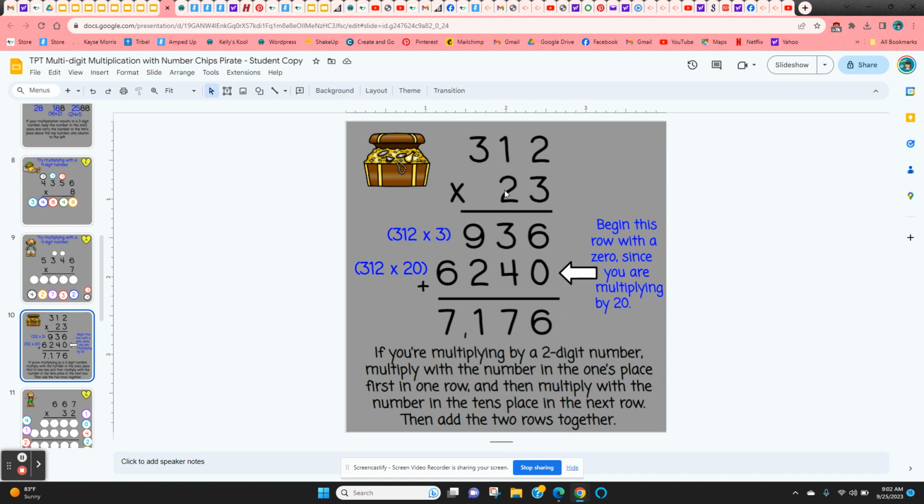So we're going to break this up into 2 different parts. We're going to multiply 312 times 3 and then 312 times 20. So we'll have 2 different products that we're going to add together. So for the first row, 3 times 2, 3 times 1, and 3 times 3 will give us a product of 936. 312 times 20, that means we have to start that second row with a 0 because we're multiplying by 20. And then 2 times 2 is 4, 2 times 1 is 2, and 2 times 3 is 6. So we've got our 2 products. We're going to add them together, and we get 7,176.